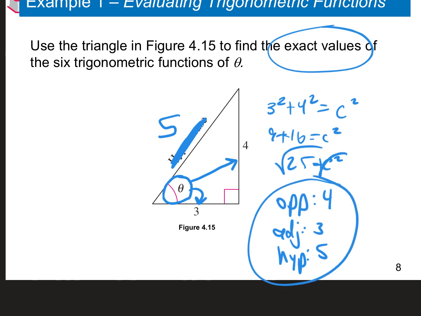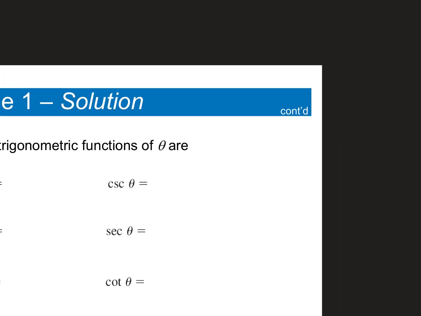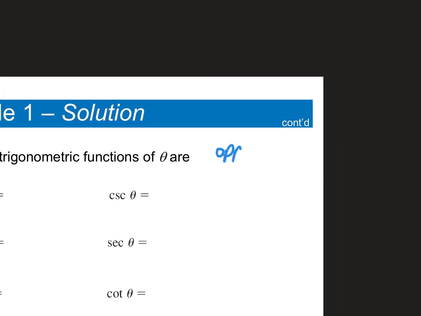Sometimes that's helpful so we don't make a mistake when we look back up at the triangle. If you label the sides and write it out like that, it's really hard to make a mistake. Meaning, when you get to this point, what did we say the opposite side was? Okay, opposite is 4, adjacent is 3, and hypotenuse is 5. So look how easy we can do this.